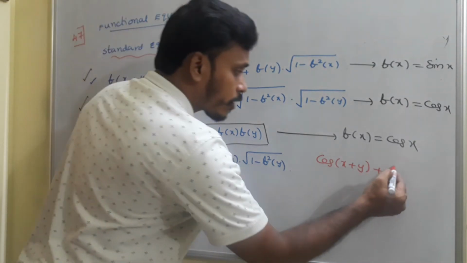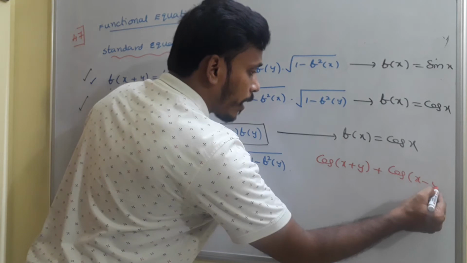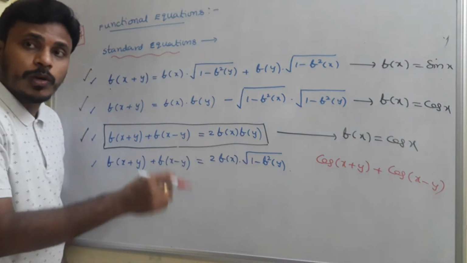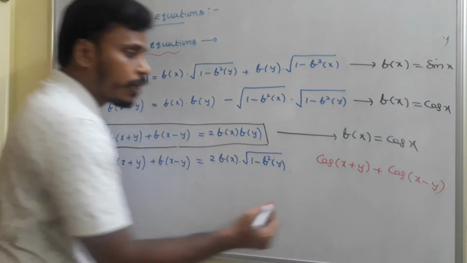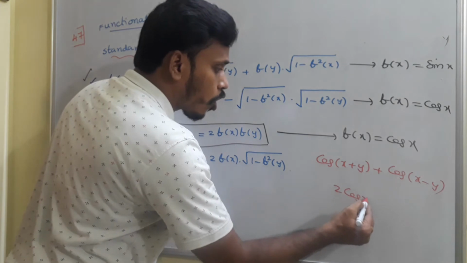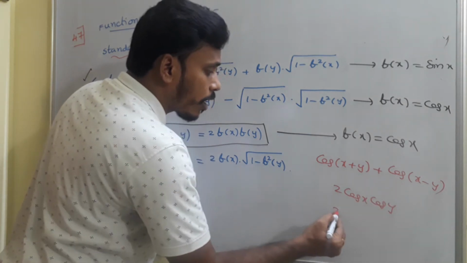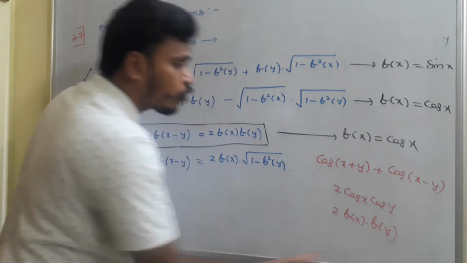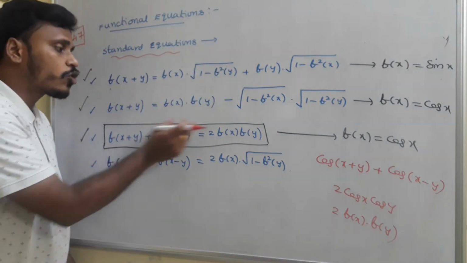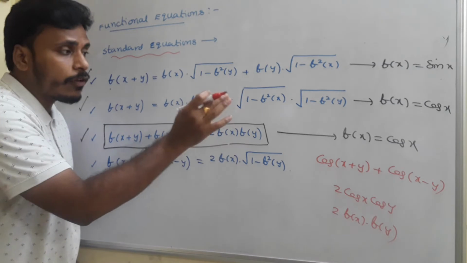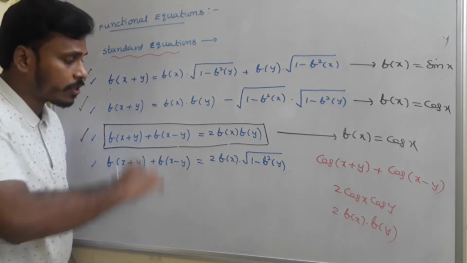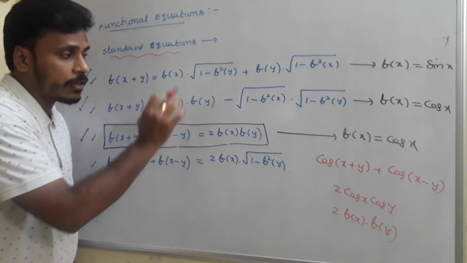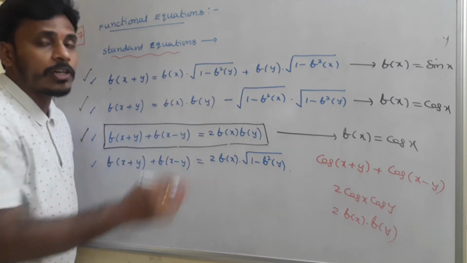This f of x minus y is what? Cos of x minus y. Cos of x plus y plus cos of x minus y, if you simplify, is 2 cos x cos y. 2 cos x cos y is simply nothing but 2 into f of x into f of y. In the sense, these two are equal if f of x is equal to cos x. So for this functional equation, the function is cos x.